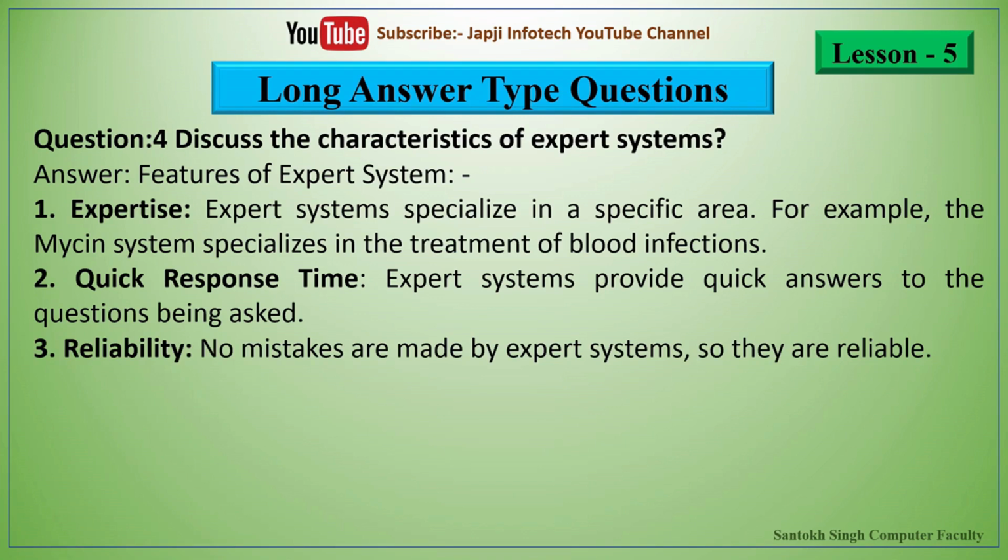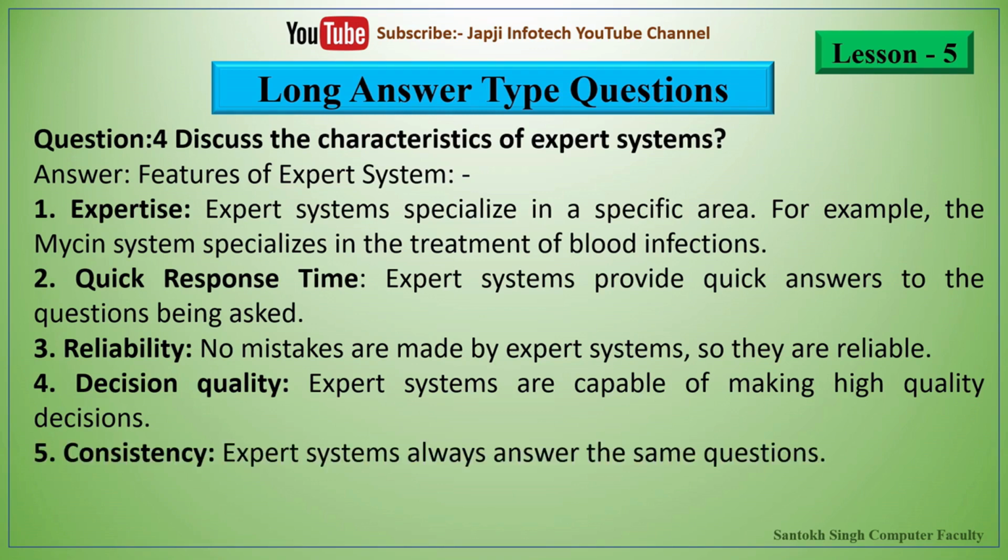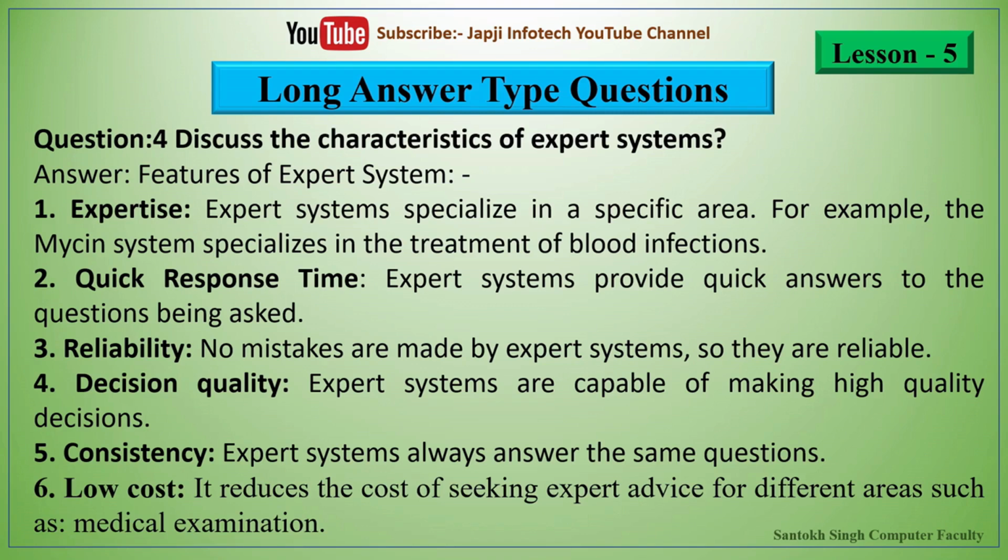Third one is reliability. No mistakes are made by expert systems, so they are reliable. Fourth one is decision quality. So expert systems are capable of making high quality decisions. Fifth one is consistency. Expert systems always answer the same questions the same way. Sixth one is low cost. It reduces the cost of seeking expert advice for different areas such as medical examination.